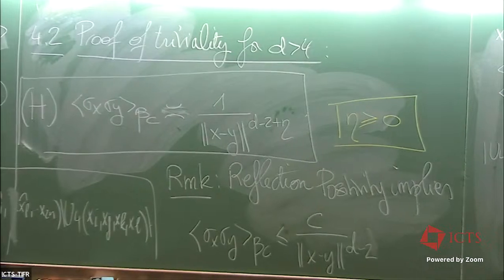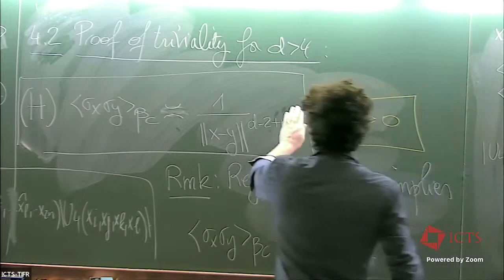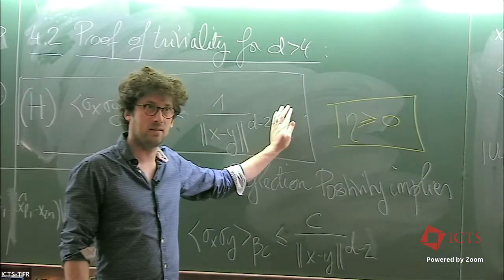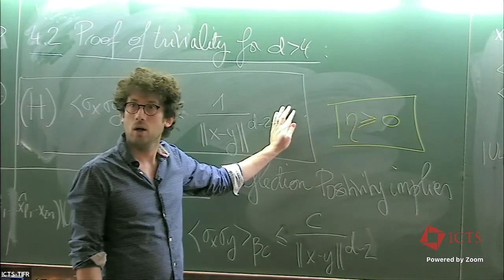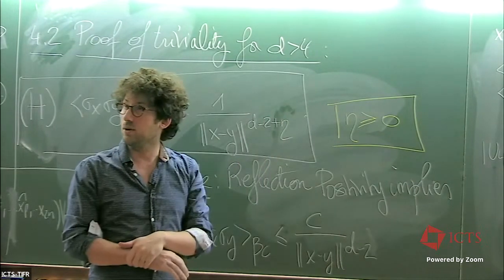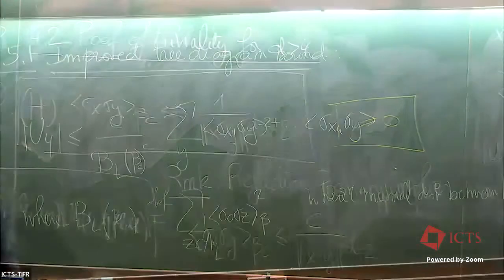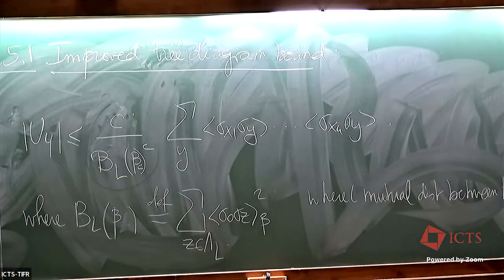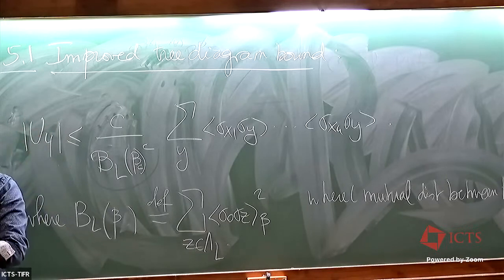But in dimension 4, notice that we want to be looking at the eta equals 0 case, which is the remaining case. If you plug in dimension 4 and you sum on all the points in the box of size L, what do you get? You get log L. So in the bad case where the spin-spin correlation behaves like the Green function, then the bubble diagram blows up logarithmically in the size on which you are summing.